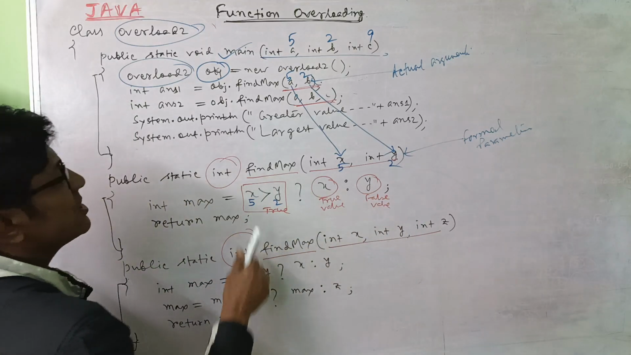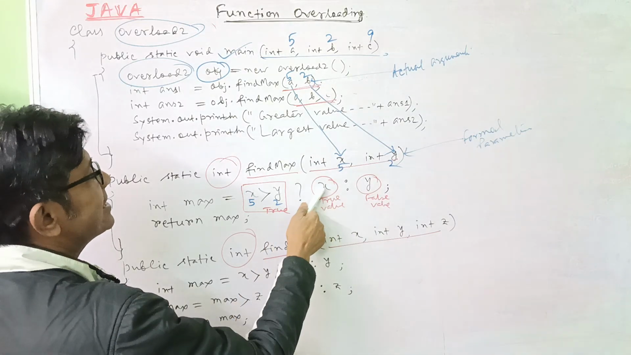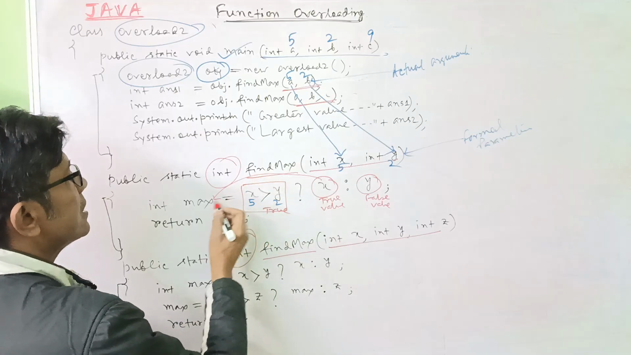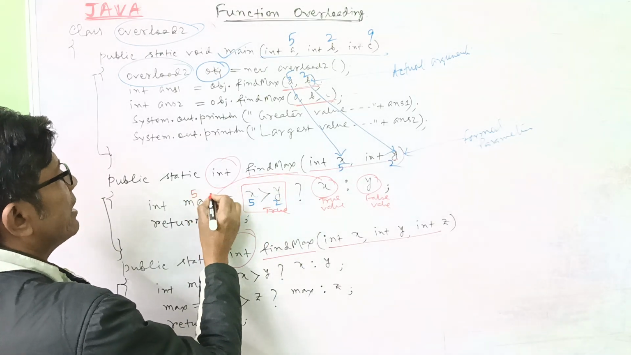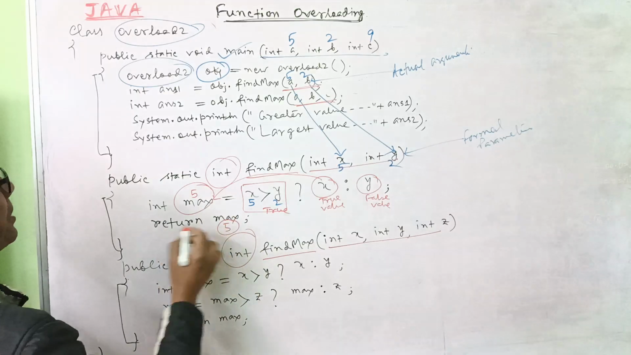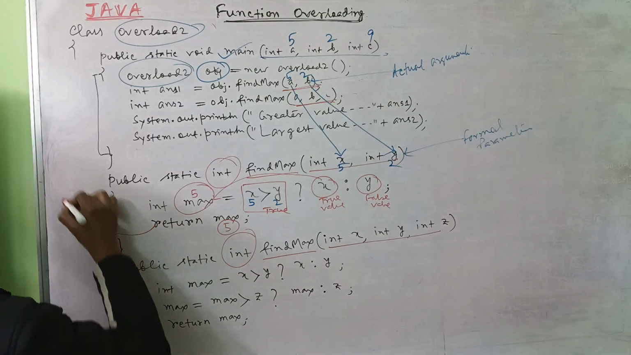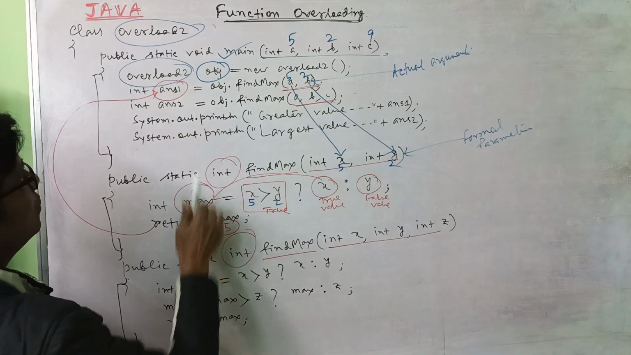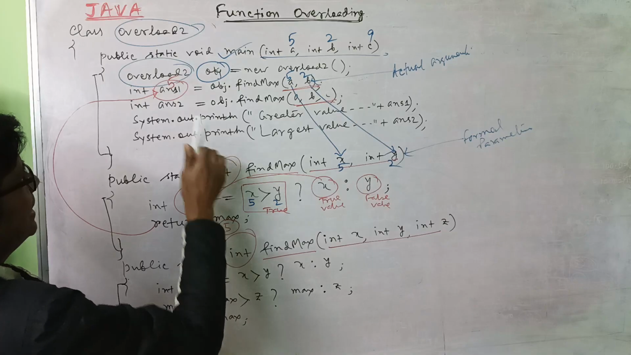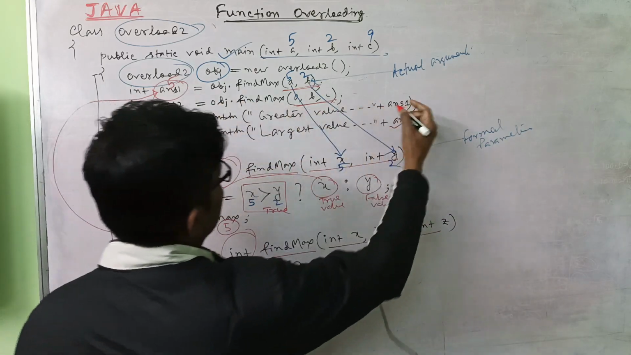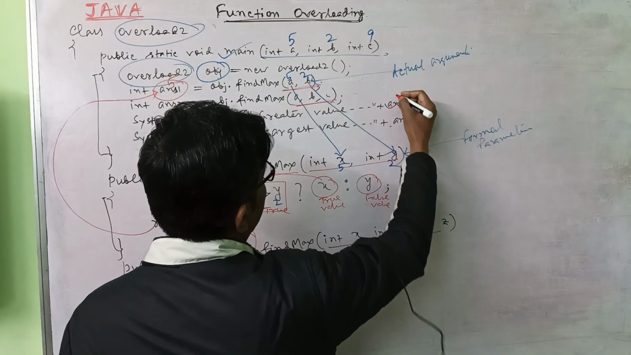Now this condition is true. So what is the value of x? x is 5, and that 5 comes into this. So max returns 5. The computer will bring this value back here. So we get 5, and it will be printed here. This is question 1, and the answer will be 5.